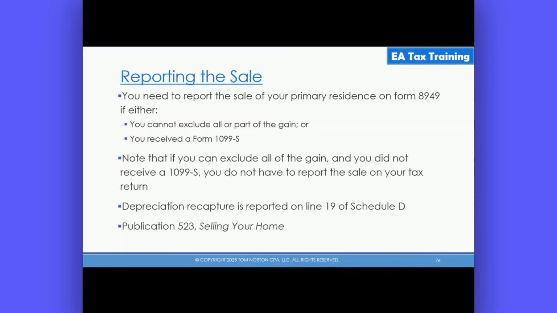If you do have depreciation recapture, then that is going to be reported on line 19 of Schedule D. And of course, you will be reporting the sale to the IRS because part of the sale was in fact taxable, could not be excluded. And if you want any of the details on this, you can check out publication 523.